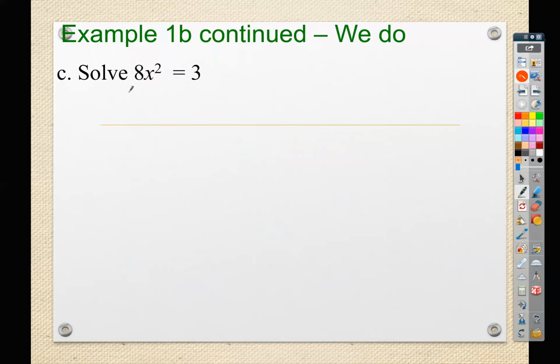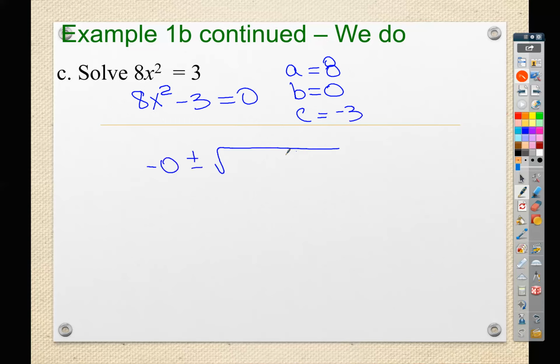All right, so get this in standard form, which means that I need to set one side of the equation equal to 0. But look what happens. Okay, so a is 8. I don't have just a plain x. So my b is actually 0 and my c is negative 3. So I'm going to go negative b plus or minus the square root of b squared minus 4ac all over 2a.